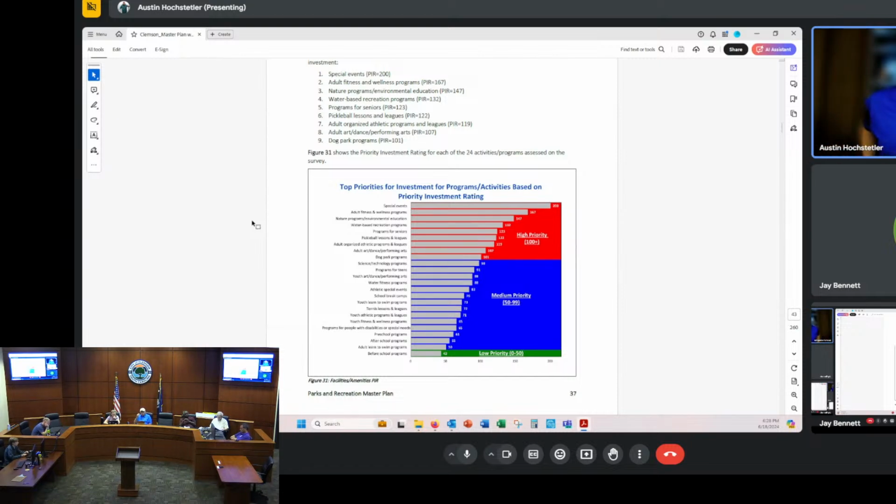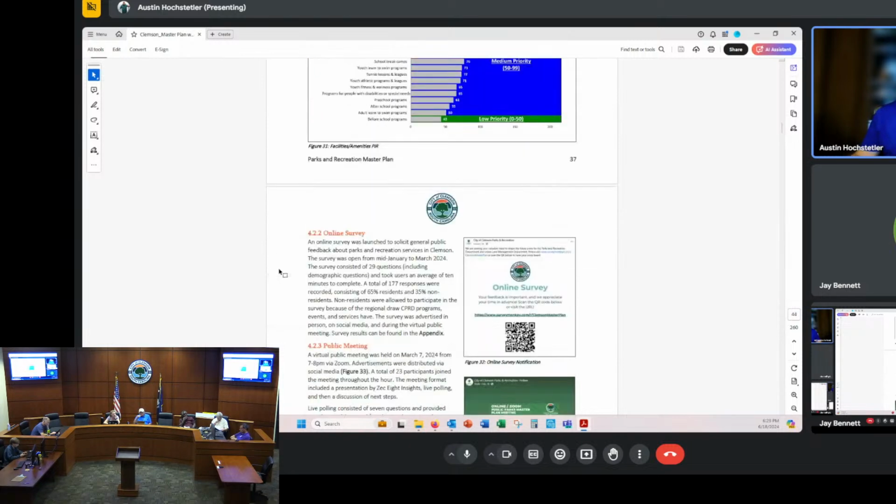So special events, adult fitness and wellness, nature programs, water-based recreation, programs for seniors, pickleball, adult organized athletics and leagues, all art, dance, performing arts, and dog park programs. But then STEM is actually right below there, with science, technology, engineering, and math.